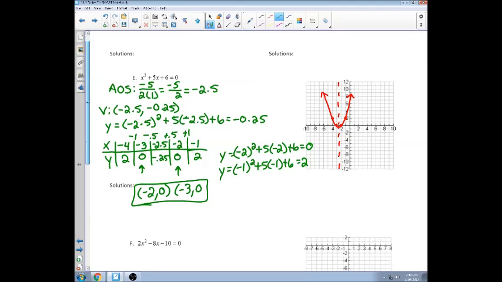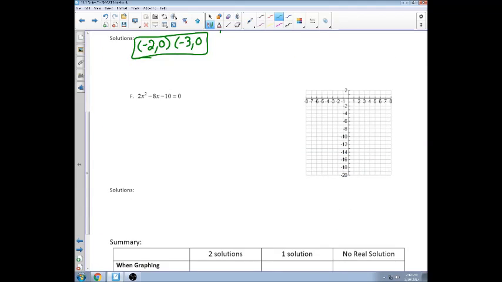All right, on to our last problem. For the axis of symmetry, it's the opposite of b. Well, negative 8 is my b value, so I'll have 8 over 2 times my a value, which is also 2. So that gets me 8 over 4, which is 2. So my vertex will be 2, comma.